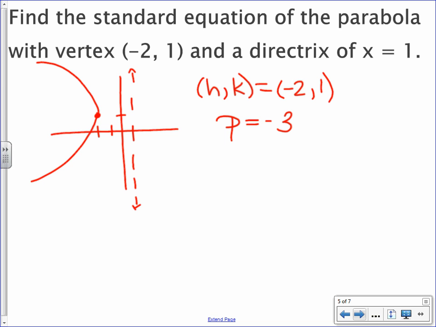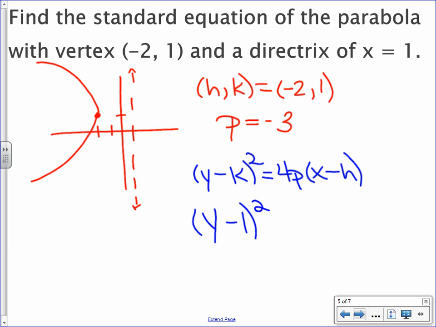Since this is opening horizontally, we know that we are going to have y minus k squared equals 4p times x minus h. So our standard form equation will be y minus 1 squared equals -12 times x plus 2.